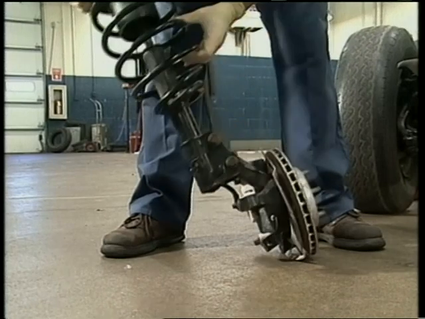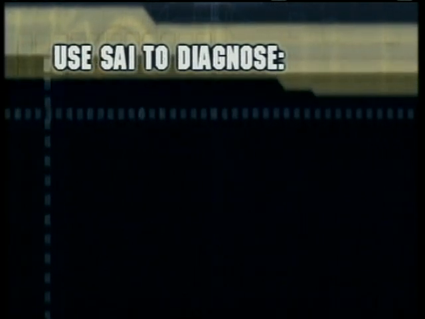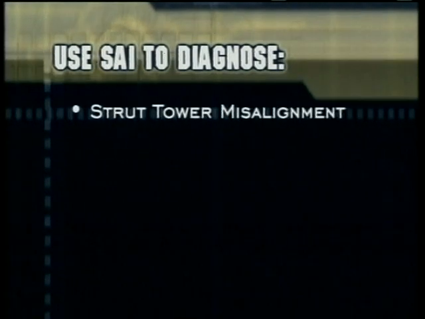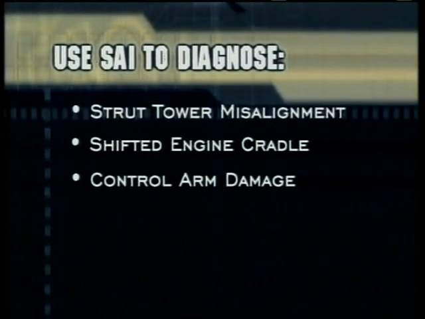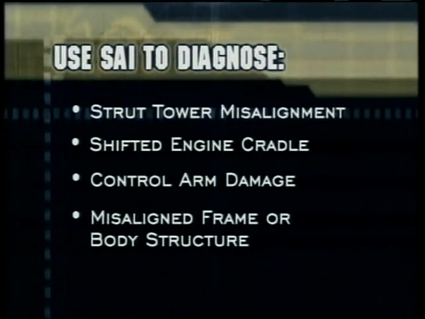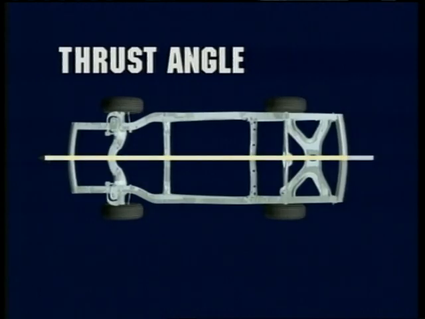SAI will generally indicate damage to the vehicle's structure or certain parts. Using structural measurements and measuring SAI, you can diagnose strut tower misalignment, shifted engine cradle, control arm damage, and misaligned frame or body structure. Thrust angle is the angle between the thrust line and the vehicle center line.